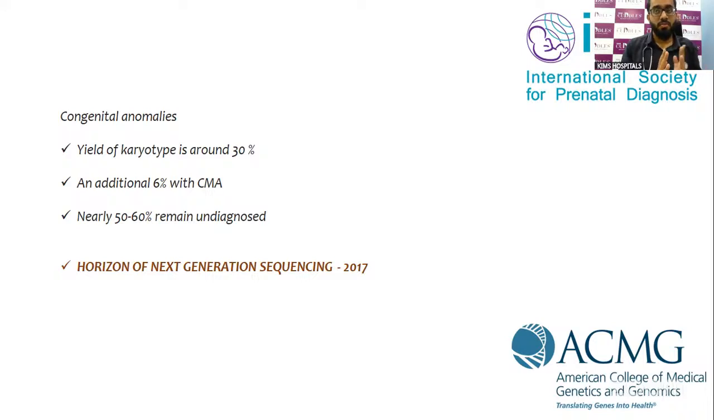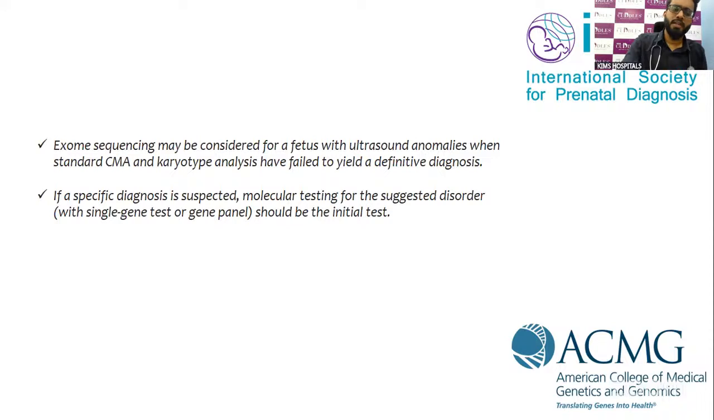The horizon of next generation sequencing actually started in 2017, when we started venturing into prenatal next generation sequencing. Exome sequencing may be considered for fetuses with anomalies detected on ultrasound when standard CMA and karyotype analysis have failed to yield a diagnosis. This is a guideline clearly given by the International Society for Prenatal Diagnosis and the ACMG, which says that if you have a fetal anomaly and you have done karyotype and CMA and still don't have answers, and you strongly think it's still genetic, then go for exome sequencing. Otherwise it's going to be a very difficult path. We'll be discussing why exome sequencing in every fetal anomaly will be difficult.